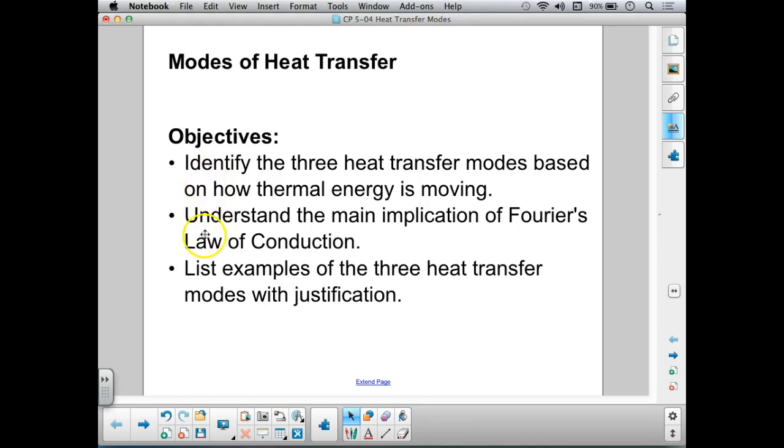Objective number 2, you should now be able to understand the main implication of Fourier's law of conduction. That's when we were talking about how quickly conduction happens based on the temperature difference between two objects. And finally, you should be able to list examples of the three heat transfer modes with justification. Think about examples in everyday life where we are moving thermal energy from one place to another, and see if you can justify whether or not those things are conduction, convection, or radiation. We're going to discuss in class next time we meet.